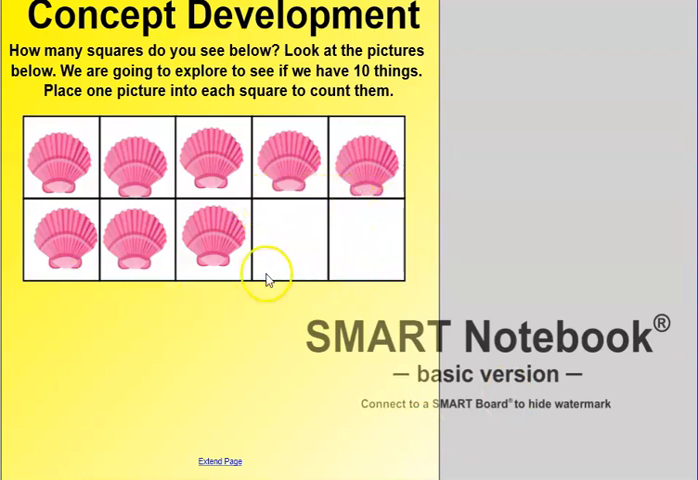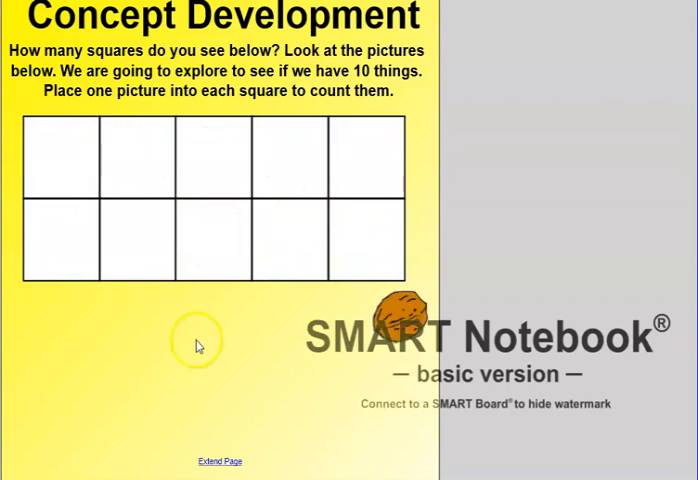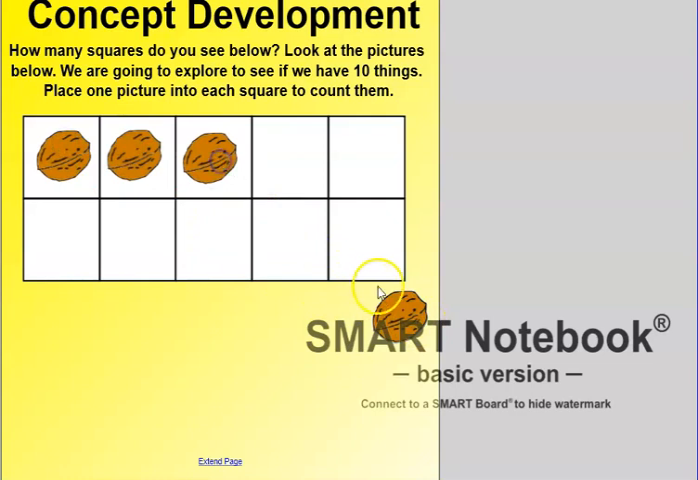If you wrote your number sentence, great job. But another way to figure it out is right here. Just count these squares. 1, 2. We would need 2 more to make 10. Okay, these look like some acorns or some walnuts. Let's see how many of these we have.